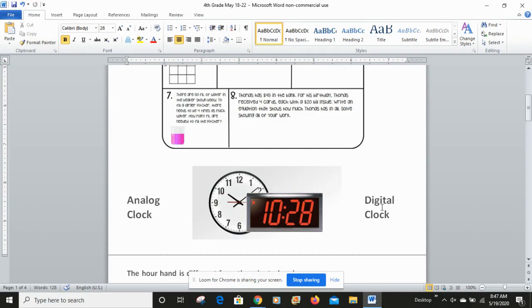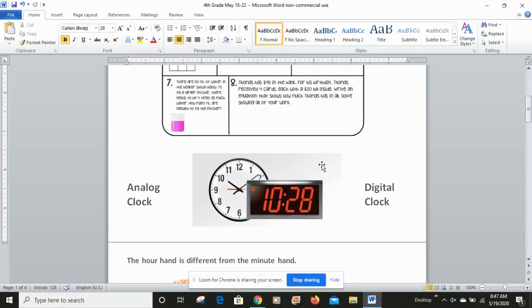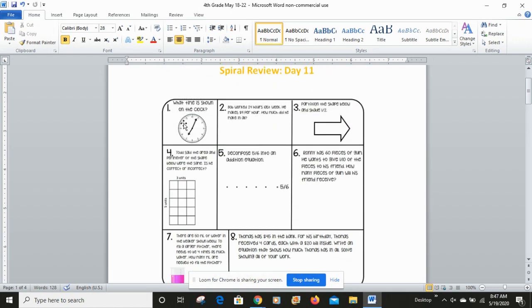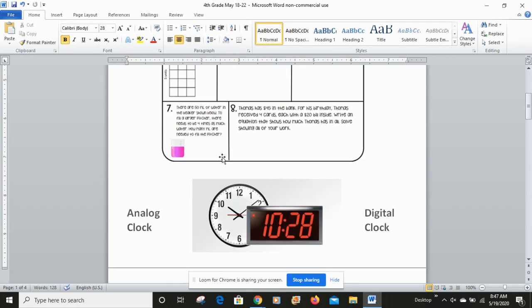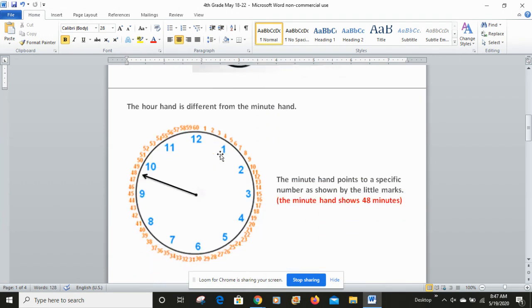The other one is a digital clock, and this is probably what you have more of at home or see around if you're out. It has numbers on a screen to tell you the time, and they're separated by these 2 little dots in the middle, hours on the left, minutes on the right. So we're going to look at the analog clock today, and the question is, what time is shown on the clock? So remember, when we're looking at an analog clock, the hour hand is different from the minute hand.